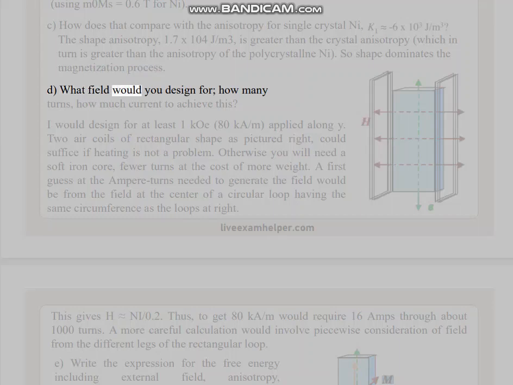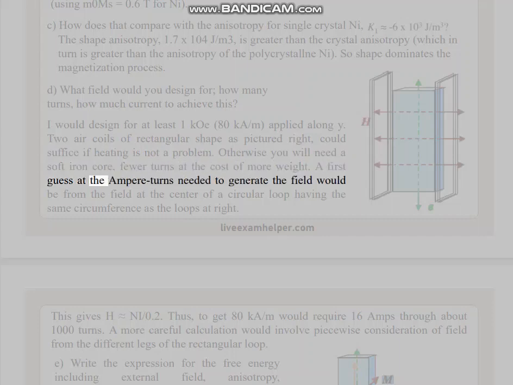D. What field would you design for? How many turns? How much current to achieve this? I would design for at least 80 kA/m applied along y. Two air coils of rectangular shape as pictured at right could suffice if heating is not a problem. Otherwise, you will need a soft iron core, fewer turns at the cost of more weight.